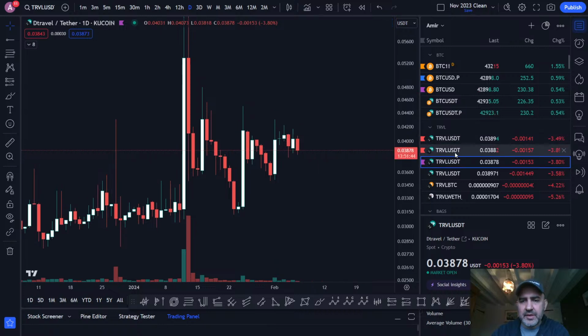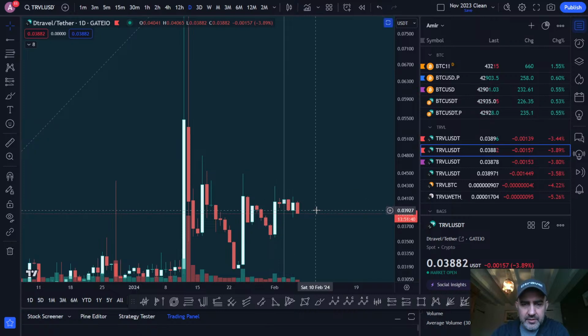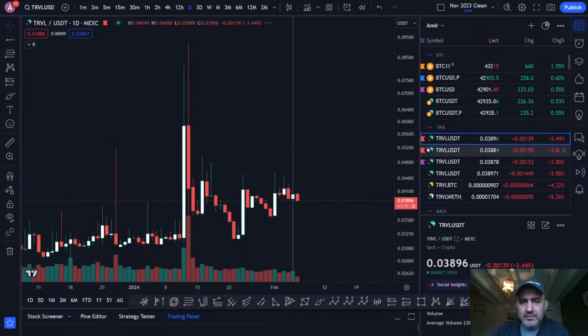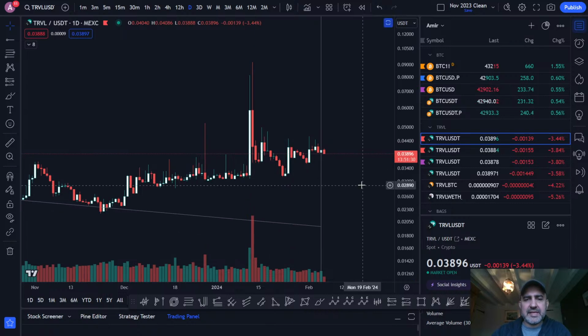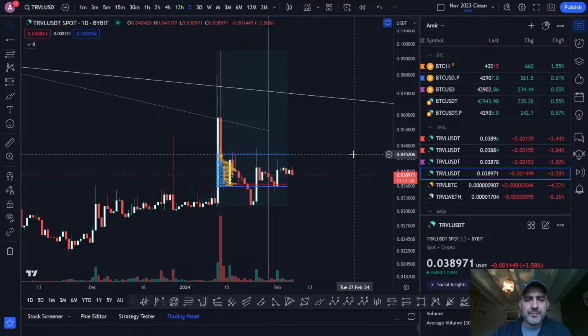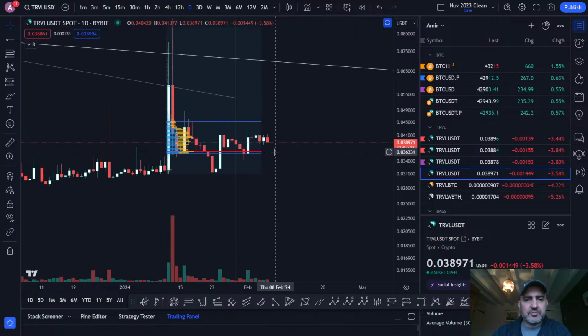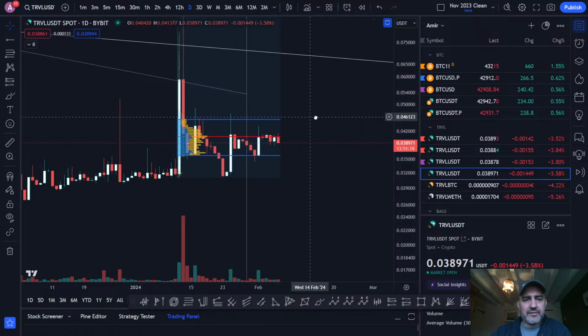It looks a lot better on these other time frames. There's a lower daily level as well, but anyway, I'm just continuously buying TRVL. I'm not really too worried about the price. I think it's good practice for people to absorb the price, but there is a little bit of a change here now.